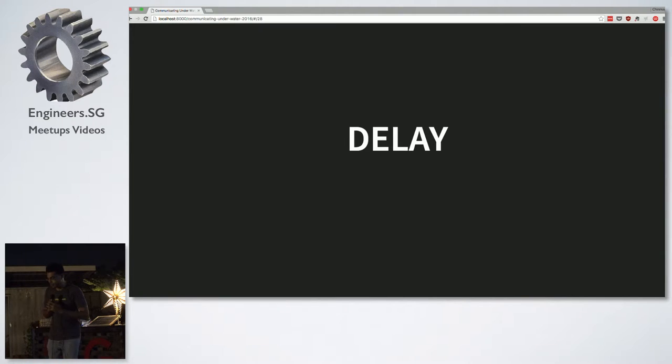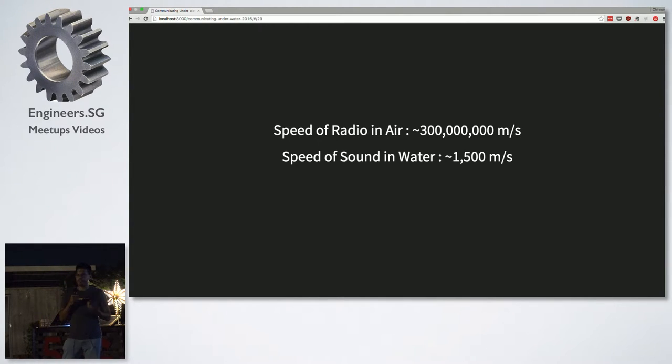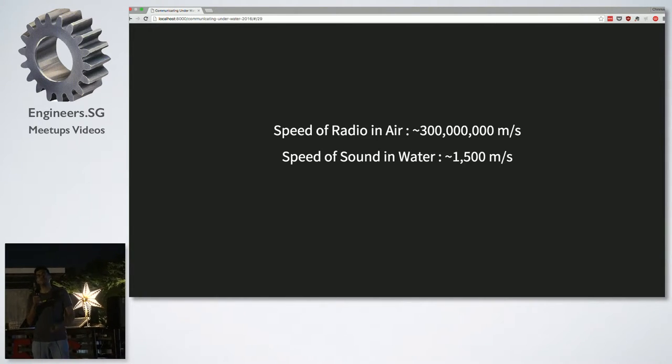The other problem that we don't think about enough is delay. One of the things that's very fundamental here is physics. So we use radio for our wireless communications in air. And radio is really fast. It's electromagnetic spectrum, so it travels at 3 times 10 to the power of 8 meters per second. So very, very fast, very big number. Sound is much faster in water than in air. It's about 5 times faster in water than in air, but it's still not that fast.